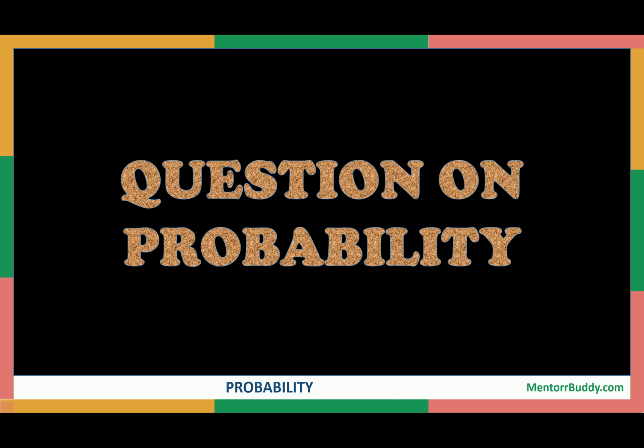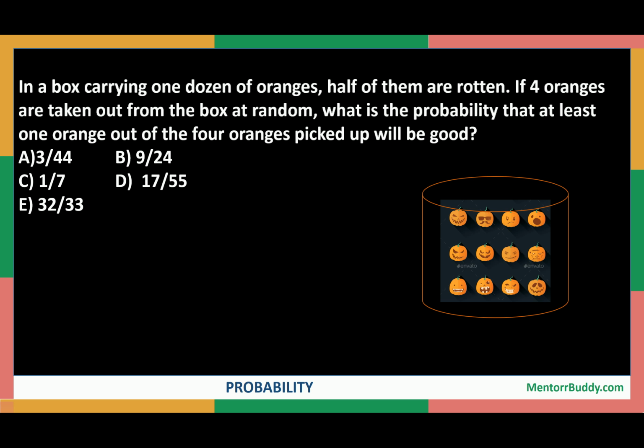Here we have a short video based on probability. So let's quickly see our question. Our question says, in a box carrying 1 dozen of oranges, half of them are rotten. If 4 oranges are taken out from the box at random, what is the probability that at least 1 orange out of the 4 oranges picked up will be good?